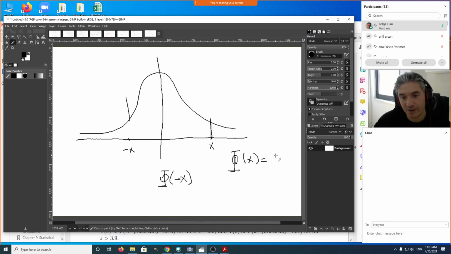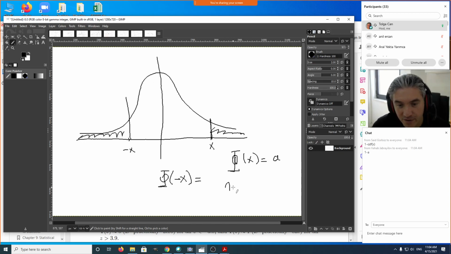If CDF of x is, let's say, a, again this is CDF, not PDF, what is the CDF of minus x, which is the area under the curve right here? Exactly, since it's symmetric, this area is equal to this area, which is 1 minus a. So 1 minus CDF of x, 1 minus a, will be this.